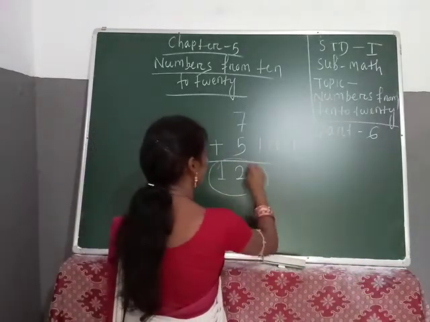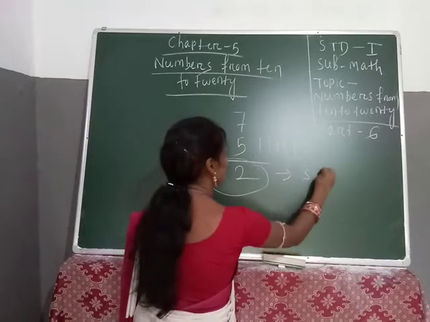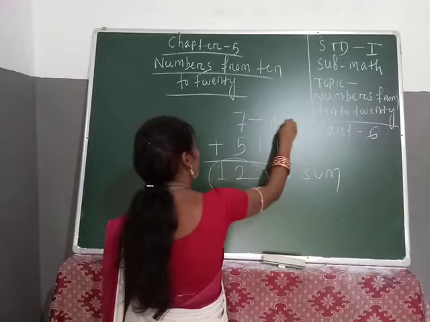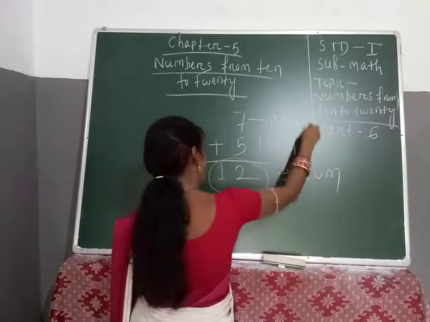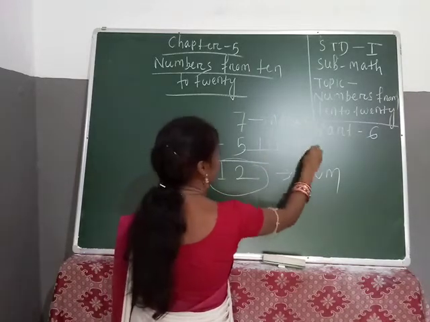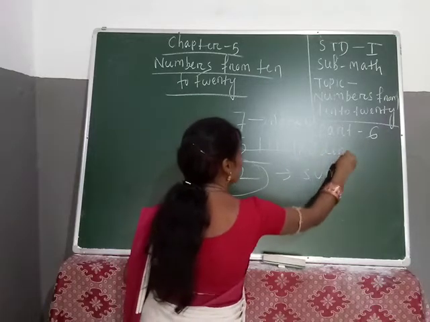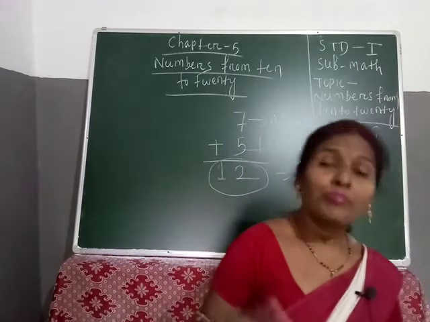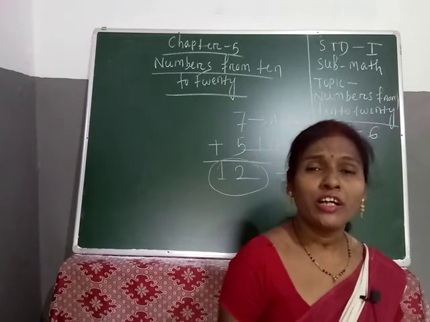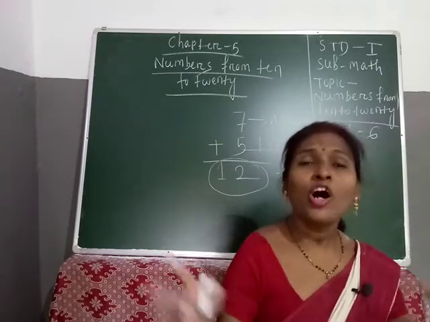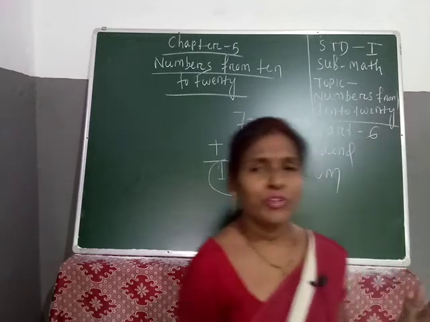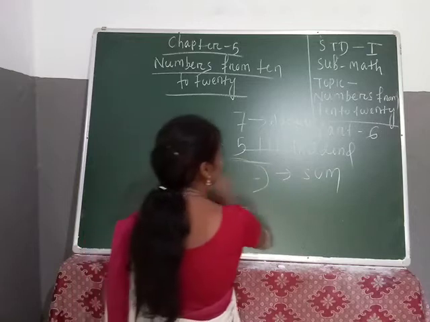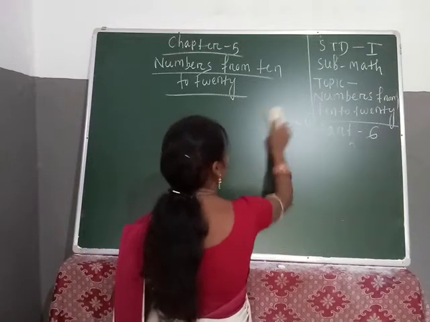Then students, what do I call this one? This one is known as your sum, and these are known as your addends. Two addends, when they mix with each other or join or combine, form your sum. So this one is complete.